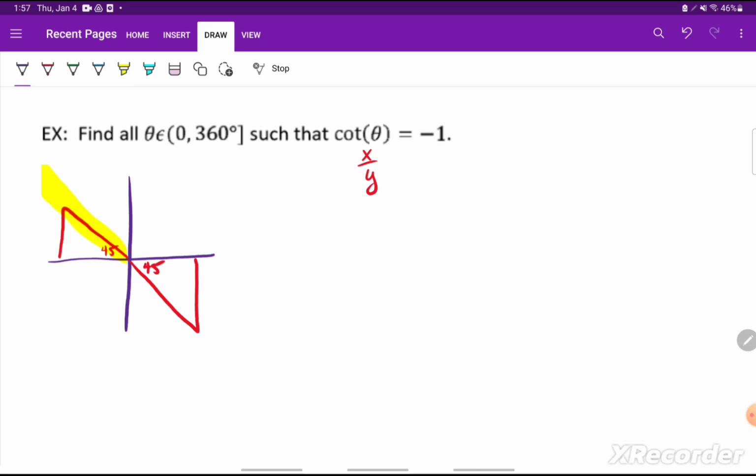Here we are 45 degrees shy of 180. So there theta is going to be 135 degrees. Here we are 45 degrees shy of 360 degrees. So our second value for theta is going to be 315 degrees.